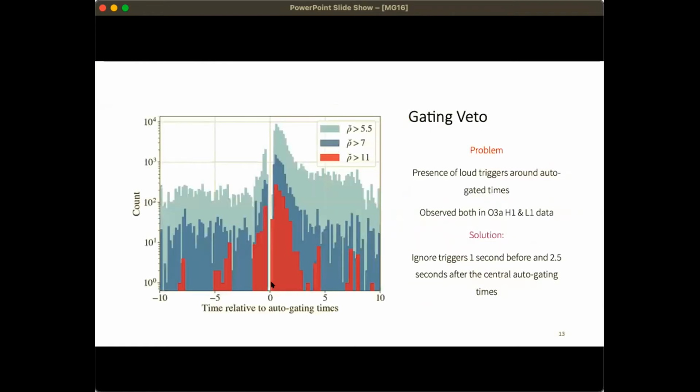But that in itself wasn't enough. We discovered the presence of loud, noisy triggers around the central autogating time in both the LIGO detectors. And this can be seen in this histogram. The colors correspond to the different thresholds that we use in our reweighted trigger SNRs. And as you can see, there are a lot of them in both the Hanford and the Livingston detectors. So as a preliminary approach, we decided to not consider any trigger which lay either 1 second before or 2.5 seconds after the central autogating time.